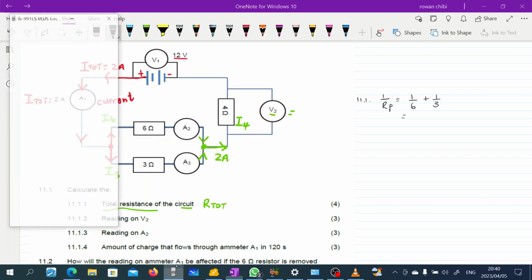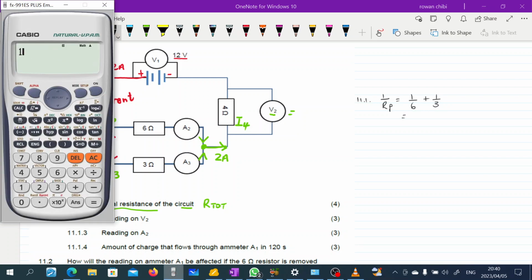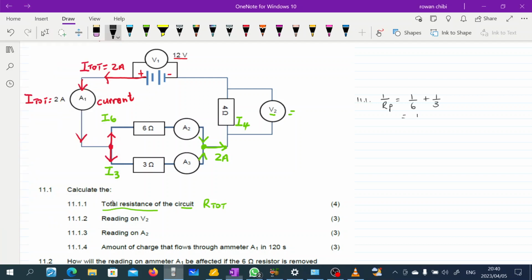So take your calculator and check. 1 over 6 plus 1 over 3 is 1 over 2. Remember, on the left you have 1 over R parallel, so you have to flip this over to get R parallel. It was 1 over 2; you flip it over, 2 ohms. So R parallel is 2 ohms. These 2 resistors make 2 ohms.